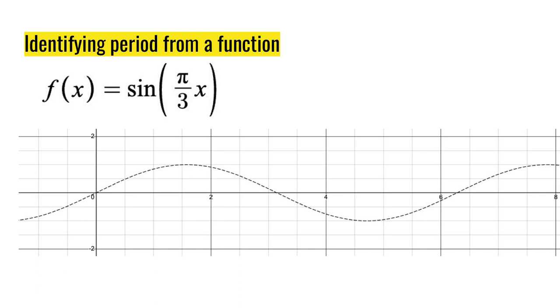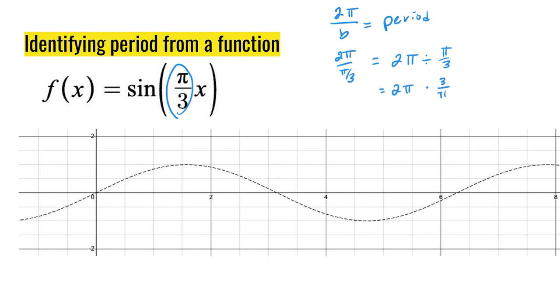Here's a function with a very different looking b value, but again, just remember that we can always rely on 2 pi divided by b is going to tell us our period. Here's my b value. I'm just going to go ahead and plug that in. 2 pi divided by pi over 3 is a compound fraction. I can deal with that. 2 pi divided by pi over 3. This is equivalent to 2 pi times the reciprocal. What I see here is that my pi values are going to cancel, and I'm just left with 6.